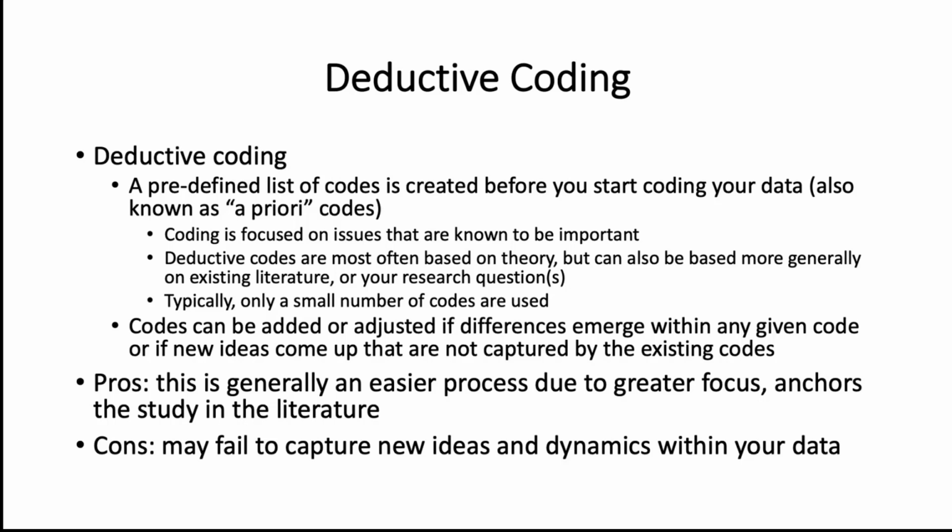That being said, there can be adjustments throughout the process, so it doesn't mean that you need to approach analysis with a strict list of codes and not deviate from that, but you do want to come in with a list of codes, and you can develop it as you go along, but you're usually working within some of the main ideas that you know are important. So the pros of deductive coding is that it is generally an easier process due to greater focus because you have that limited list, and anchors the study in the literature. It really focuses on the ideas that we already know are important based on the topic that you're studying.